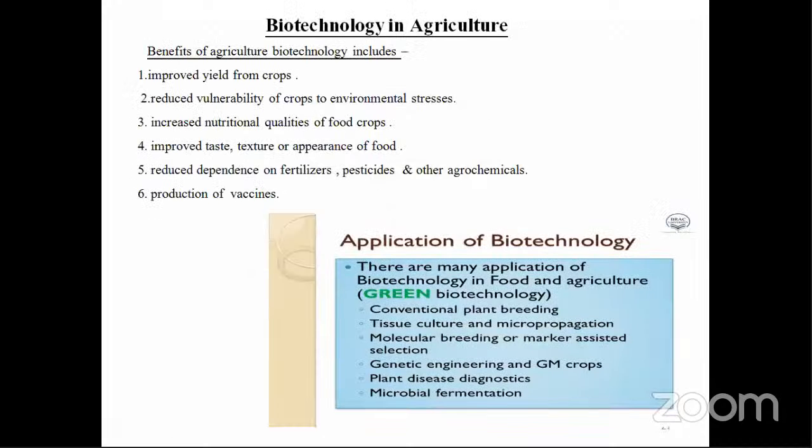Then biotechnology in agriculture. Now, we studied about medicine. Now in agriculture, first of all, let's see what the applications of biotechnology are. There are many applications of biotechnology in food and agriculture, and this we call green biotechnology. Like conventional plant breeding, then tissue culture and micropropagation are possible, then molecular breeding or marker assisted selection is there. I told you about that marker gene, right?